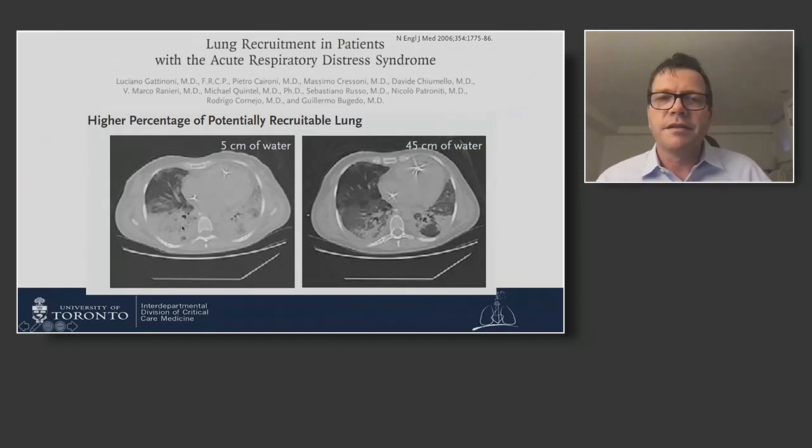This is a nice illustration from a paper from Luciano Gattinoni almost 15 years ago now, where they just took ARDS patients to the CT scanner and looked at them at 5 and 45 centimeters of water PEEP to see how recruitable they were. Here's a typical recruiter. Note that they had a lot of white atelectatic consolidated lung in the dependent regions at lower PEEP that substantially was recruited at higher PEEP. Here's a non-recruiter.